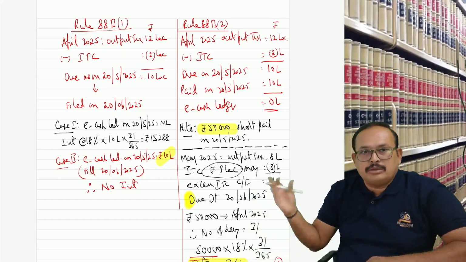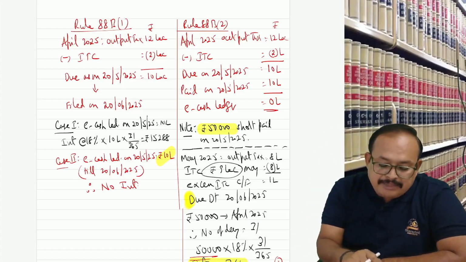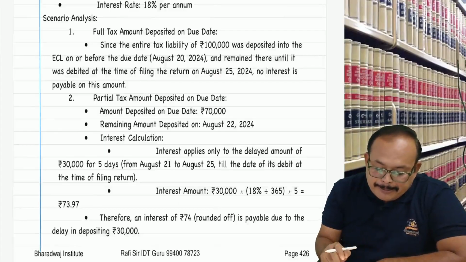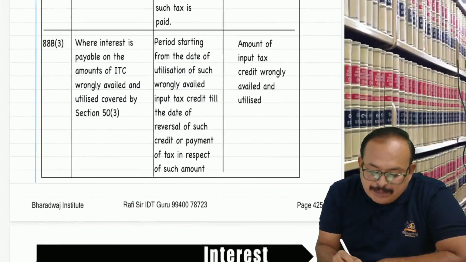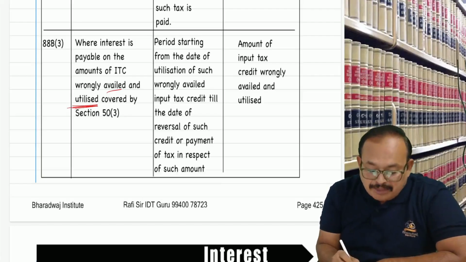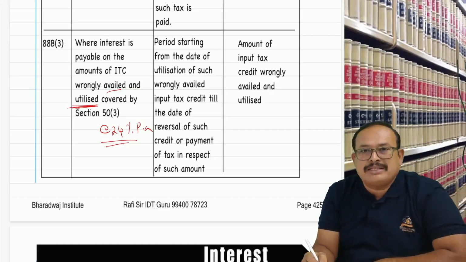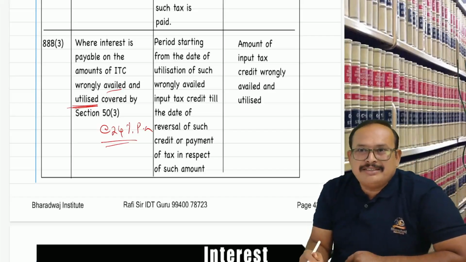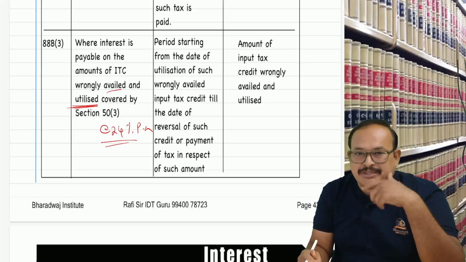Got the clarity? I sent it to the group. Now, rule number 88B, sub rule number 3, which is as follows. Look here, sub rule number 3. Where the interest is payable on the amount of ITC wrongly availed and utilized under Section 50, what rate of interest now? 24% interest per annum. The amount of input tax credit wrongly availed is the amount to be considered. The credit itself is the amount. The excess you have claimed is the ITC on which you have to pay the interest.